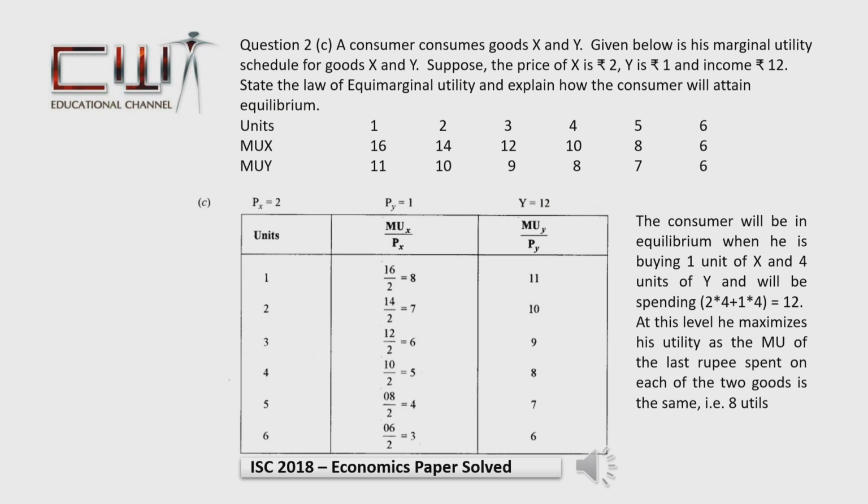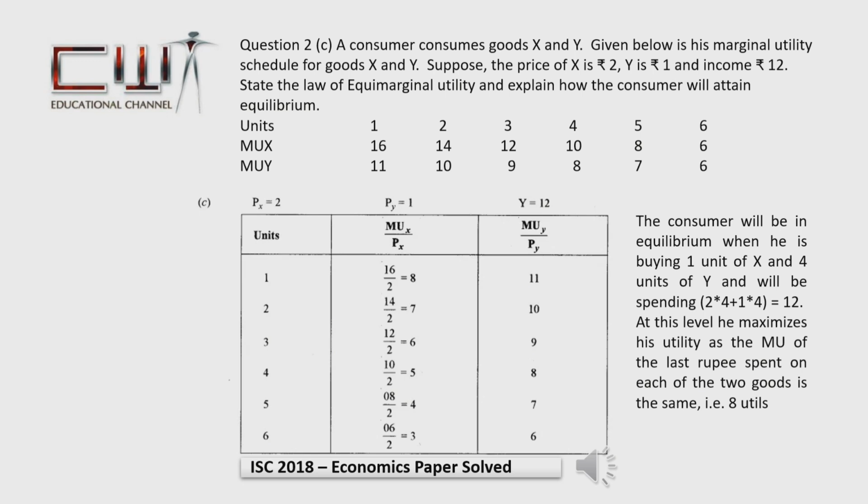A consumer consumes goods X and Y. Given below is his marginal utility schedule for goods X and Y. Suppose the price of X is ₹2 and of Y is ₹1 and the income is ₹12. Now we have to state the equi-marginal utility and explain how the consumer will attain equilibrium.